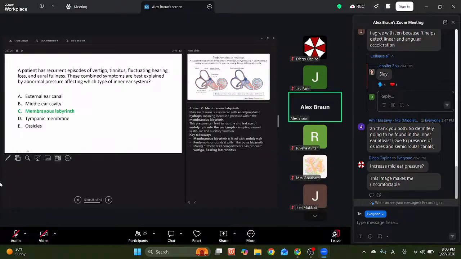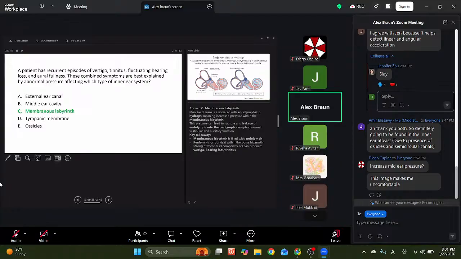A patient has recurrent episodes of vertigo, tinnitus, fluctuating hearing loss, and aural fullness. This sounds like a syndrome, perhaps. Anybody know what syndrome that is? Meniere's syndrome sounds like to me. Meniere's syndrome. These combined symptoms are best explained by abnormal pressure affecting which type of inner ear system?